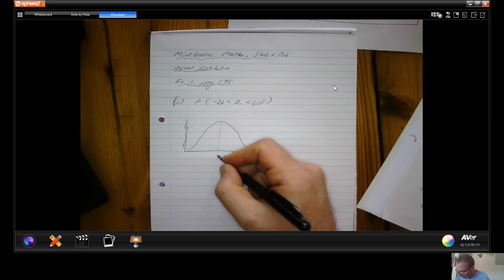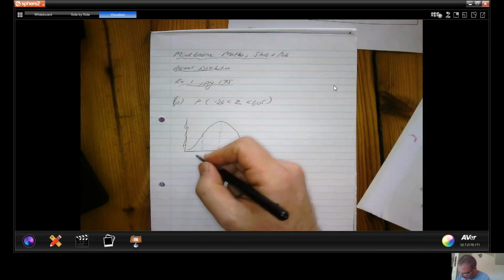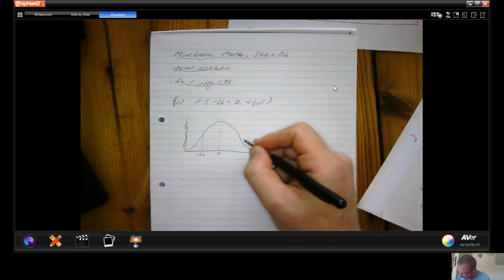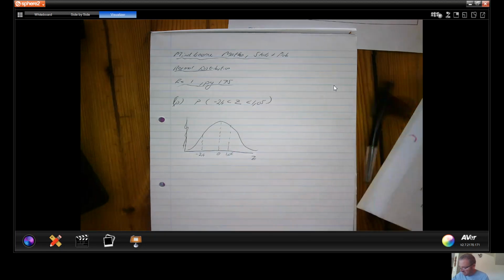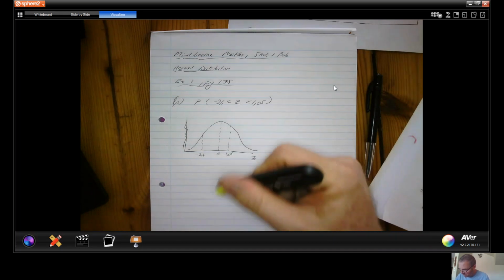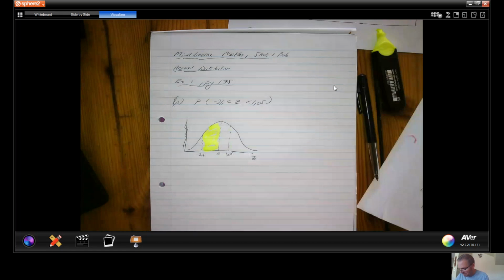So we're just looking at Z scores. So the mean is at 0. The Z score for the mean is 0. Remember, Z is the number of standard deviations away from the mean. So the mean is no standard deviations away from the mean. And now we're looking for Z scores between negative 2,4 and 1,05 standard deviations away. So we're looking for the area made up of the yellow bit added to the green bit.